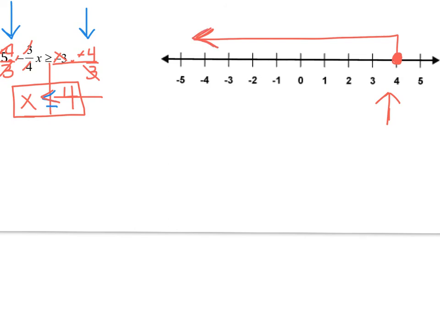Again, a couple things to keep in mind. Make sure you clearly show that you have a closed circle or open circle, and you clearly demonstrate which direction your arrow is supposed to be pointing. And then your variable is on the left, and then you put a box around your final answer.